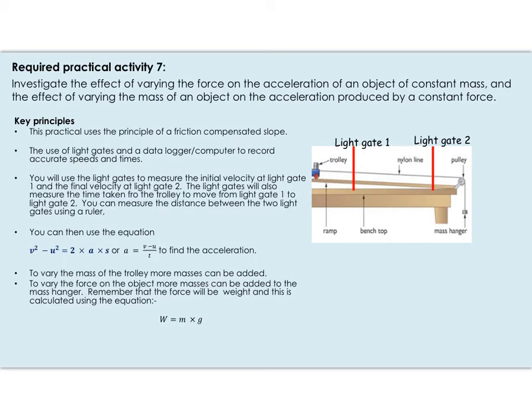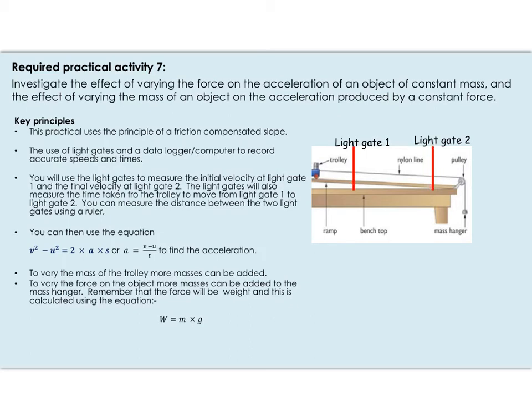The second key principle is the use of light gates. You can see we've got a light gate here and a light gate there. Light gates allow us to measure time to a higher resolution. They also allow us to use data loggers on a computer that will help assist us with our results. So the idea is we will probably set those light gates to measure the velocity of the trolley as it passes through this stage and the velocity of the trolley as it passes through this stage.